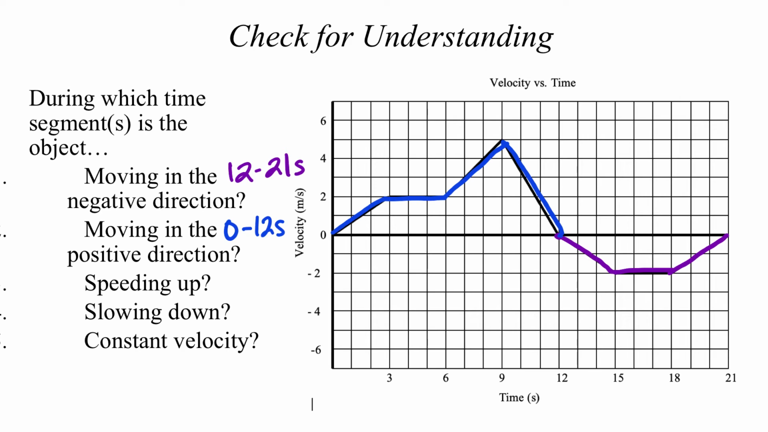Then for the next one, when is it speeding up? When we are speeding up, we are looking for it going away from the x-axis. We're starting closer to 0 and getting further away from 0. So speeding up, we are doing that in the beginning, 0 to 3. Then we're doing that again, 6 to 9 seconds. Then we are doing that again in the negative direction, 12 to 15, because we're going away from 0 then, for right there. All right, and that's all the places that we're speeding up.